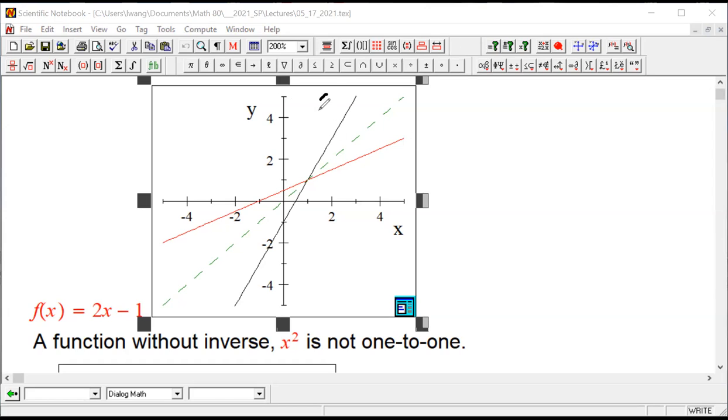So this is f, and this is the inverse. This is how you write inverse. When we put the function and its inverse together in one picture, they are always symmetrical with respect to this green line, and this green line is y equals x. Please write it down for this example.